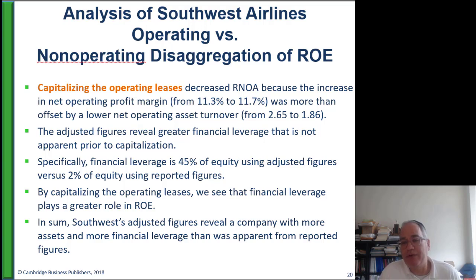So capitalizing the operating leases is going to decrease return on net operating assets, and that's going to be offset by lower net operating asset turnover. In essence, what we're saying is the company is a little more profitable, but the turnover is lower because we realize that we have more assets than we thought. Financial leverage is going way up because we're recording all these liabilities. With operating leases, we see that financial leverage is suddenly much more important because the company has all these operating leases. It means more risk.